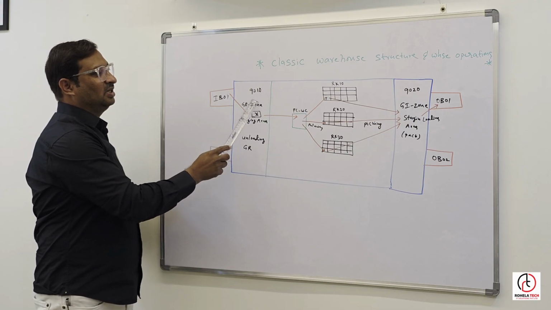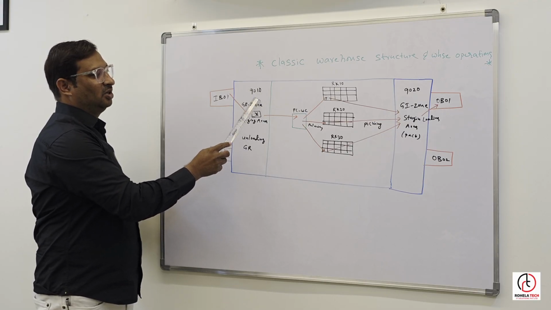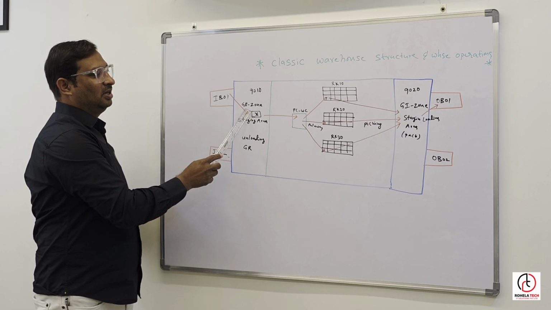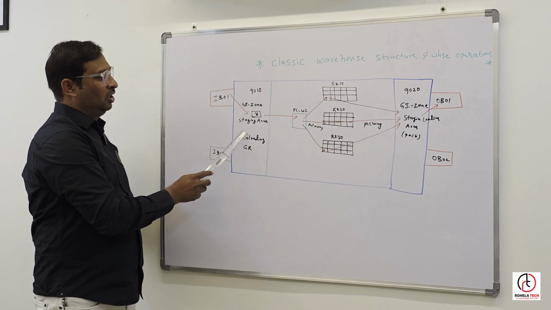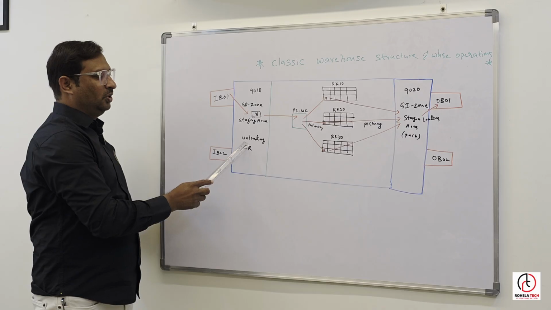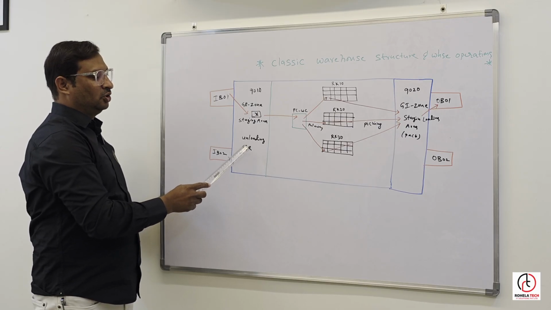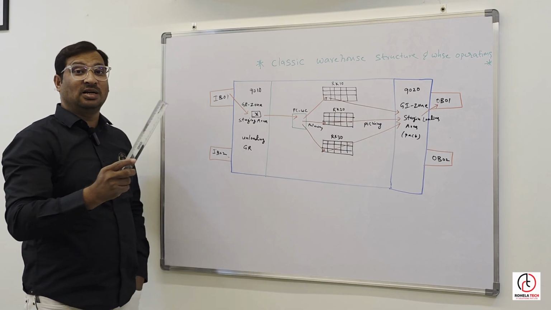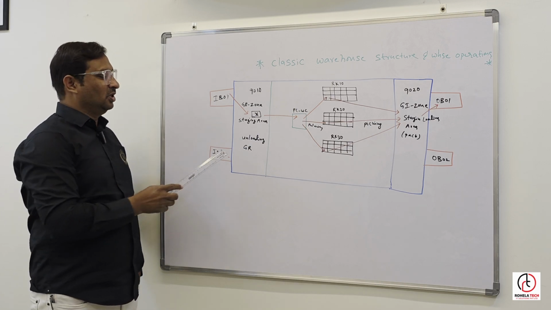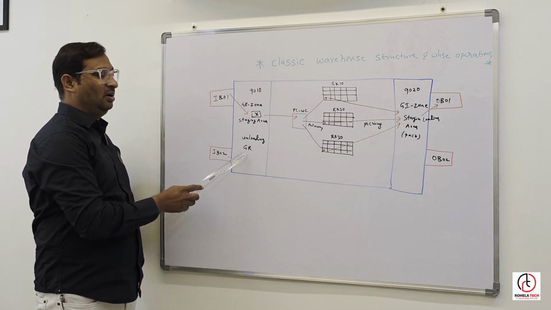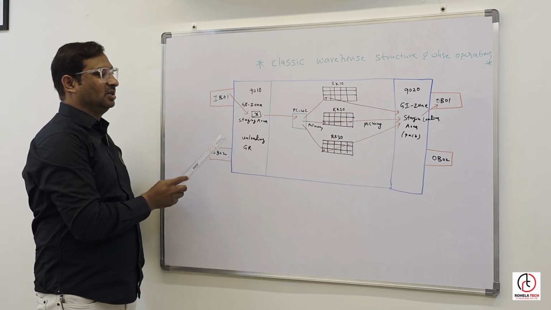SAP has given the standard storage type as 9010, and the bin in that is GR zone. Once material is unloaded into the staging area, we do the unloading and GR activity. Once goods receipt is done, we can see the stock overview in the SAP system. The stock update will happen the moment we do the goods receipt.